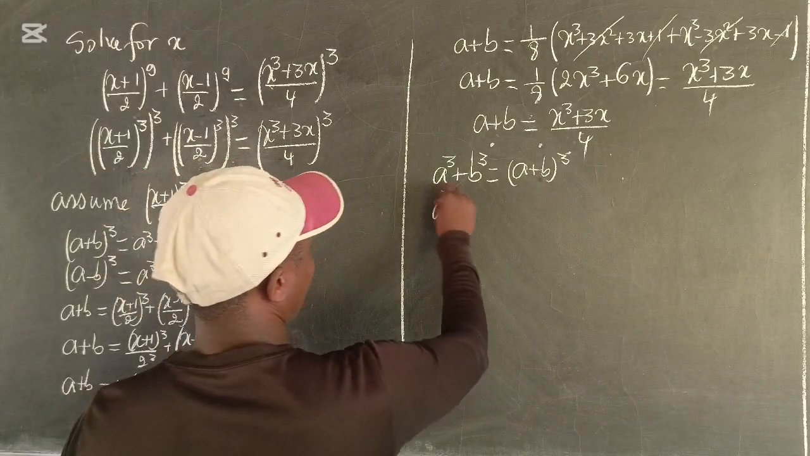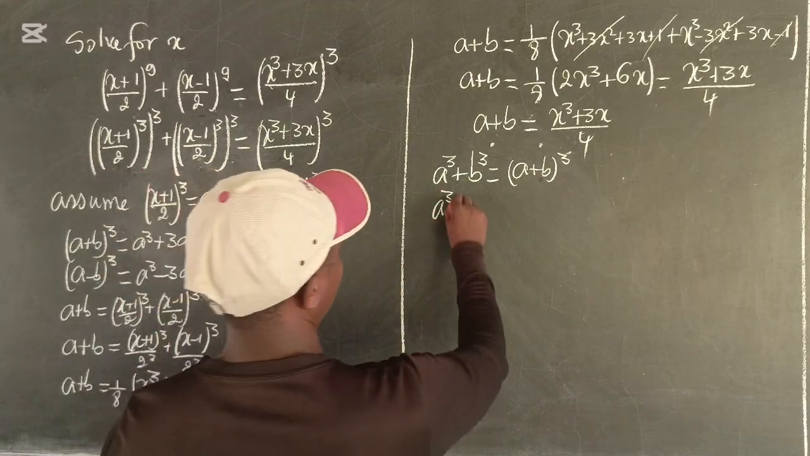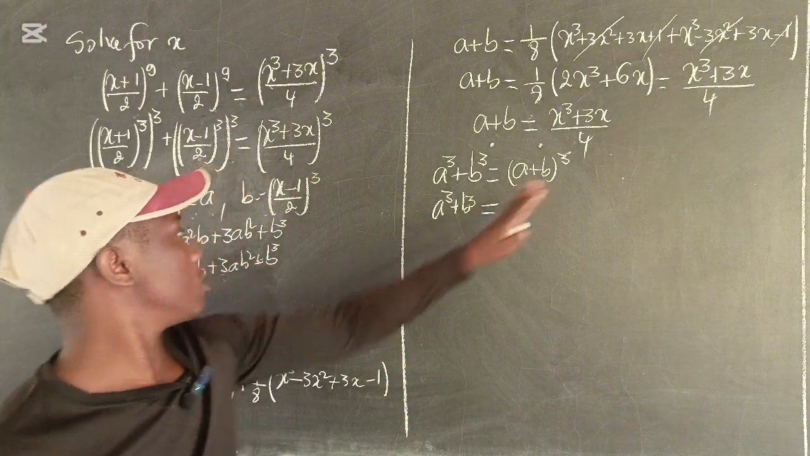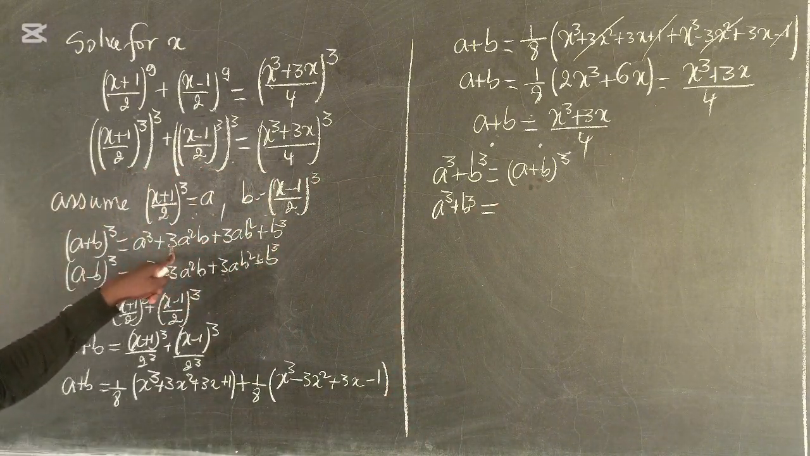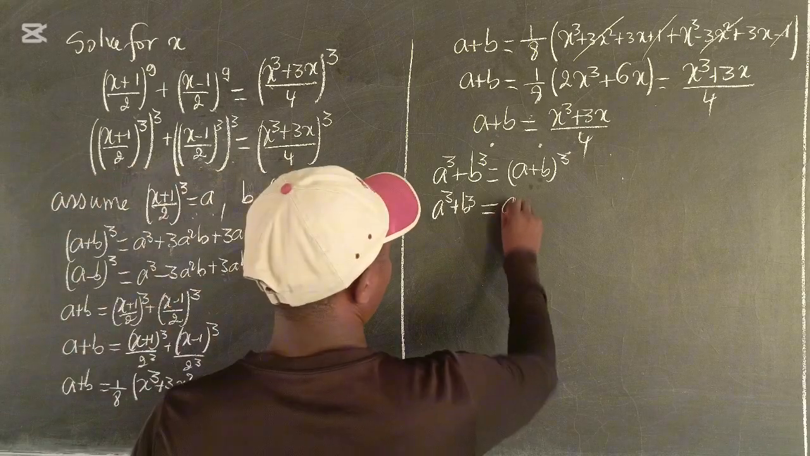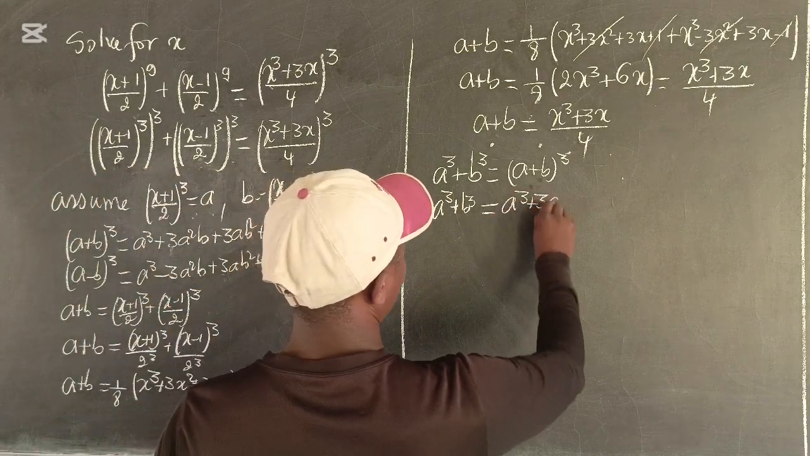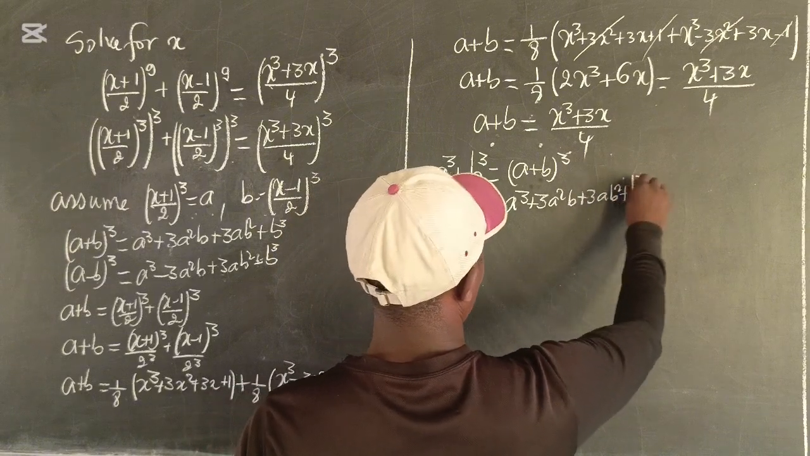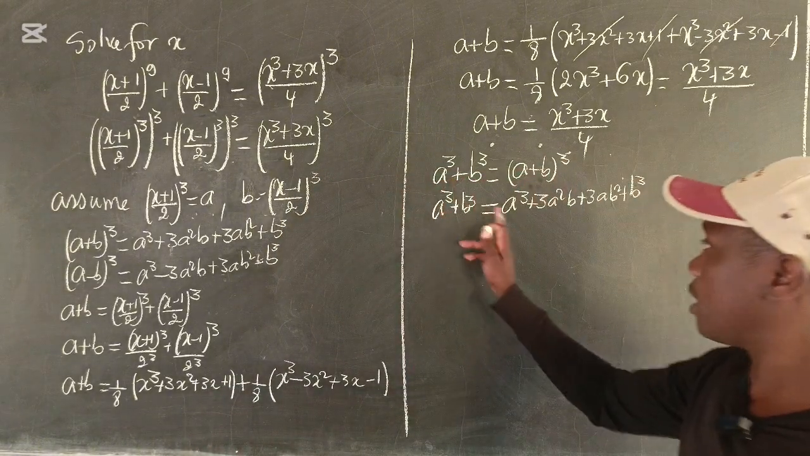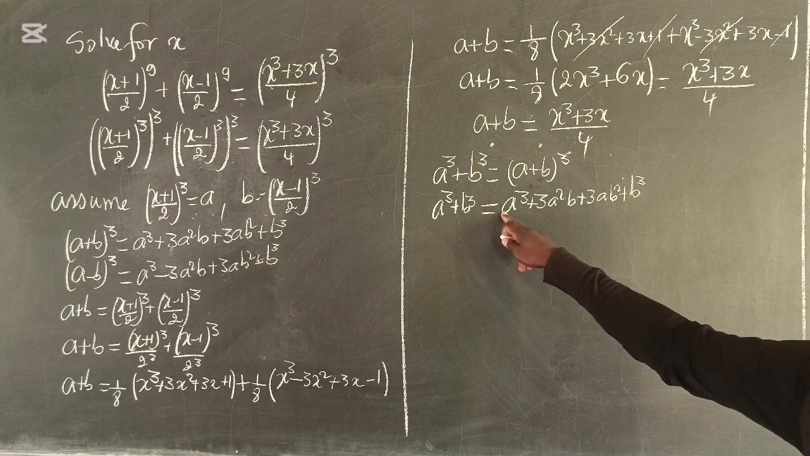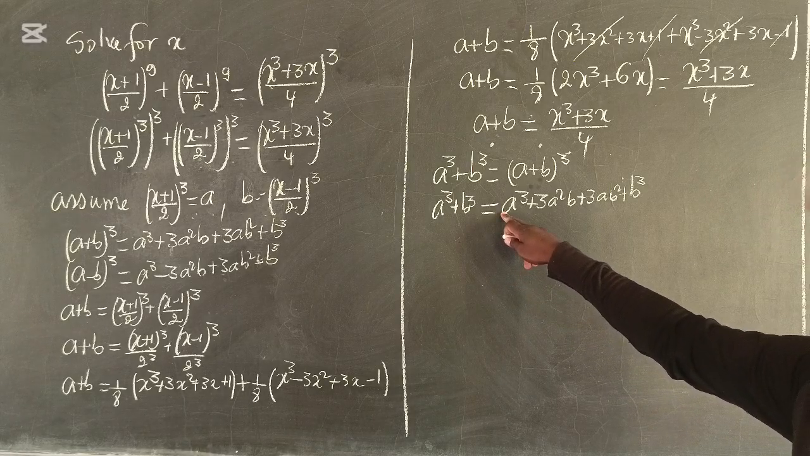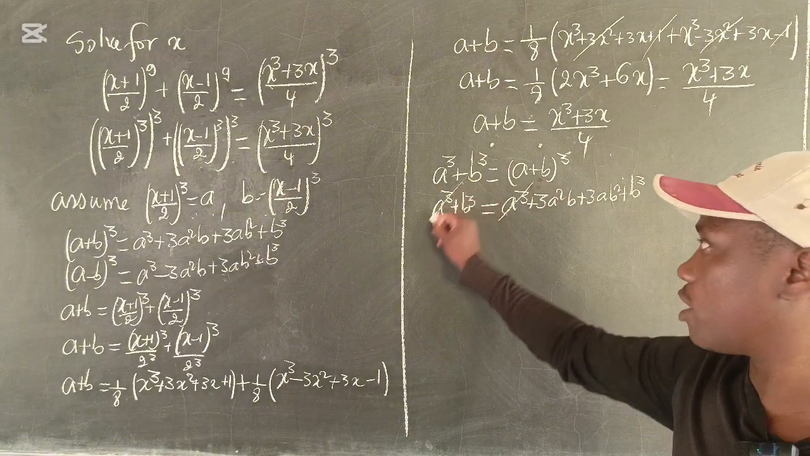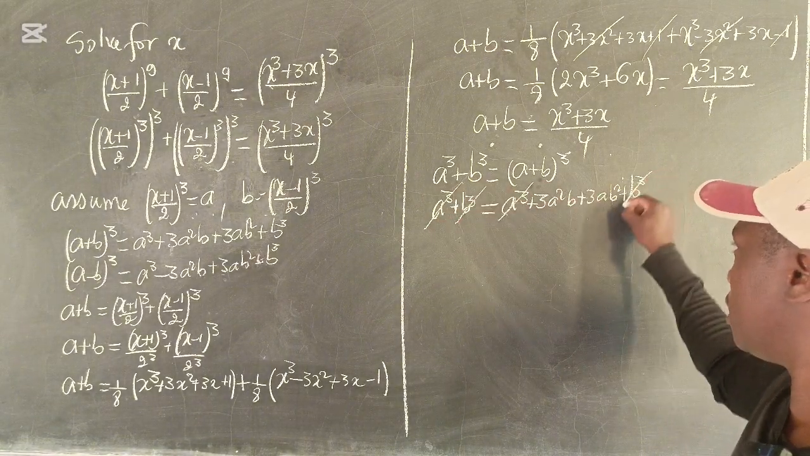We have a power 3 plus b power 3, and this is equal to the same as this: a power 3 plus 3a squared b plus 3ab squared plus b power 3. This and this have the same signs and opposite sides. This means this will vanish with this, and this vanishes with this.